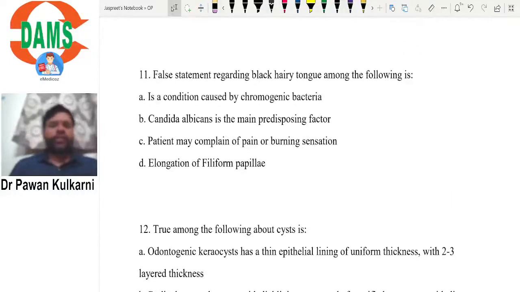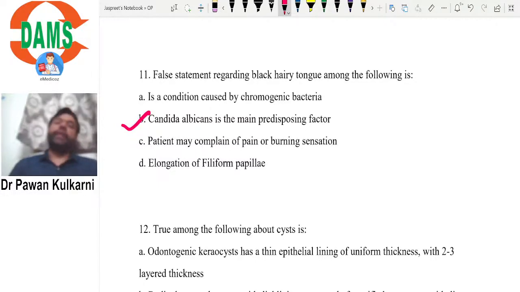Coming on to the 11th question. The false statement regarding black hairy tongue is, we know what black hairy tongue is. On the surface of the tongue, we will be able to see a blackish lesion. It is a condition caused by chromogenic bacteria. That's true. Candida albicans is the main predisposing factor. That's a false statement. Black hairy tongue has got nothing to do with Candida albicans. Patient may complain of pain or burning sensation. Yes, the patient might have pain or burning sensation.